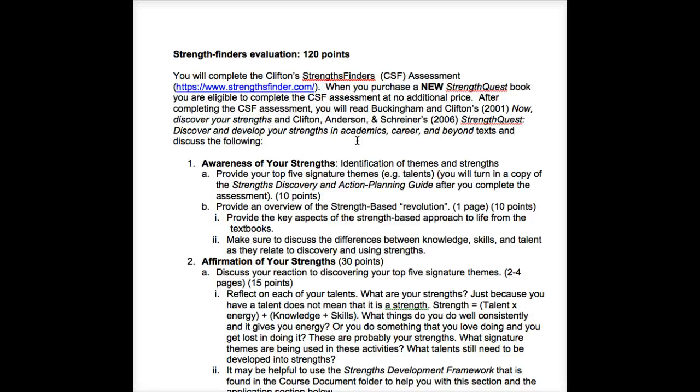I learned about the strengths-based revolution in 2007, and I've done a lot of research on it since. So I've kind of reorientated my life based on the strengths-based revolution. I think it's based in scripture too. So if you've got any questions about this assignment, please use the Q&A forum. Don't wait till the last minute to do this assignment. Start working on this assignment at the beginning of this course.